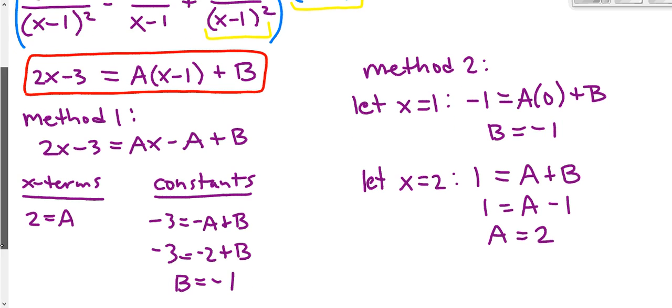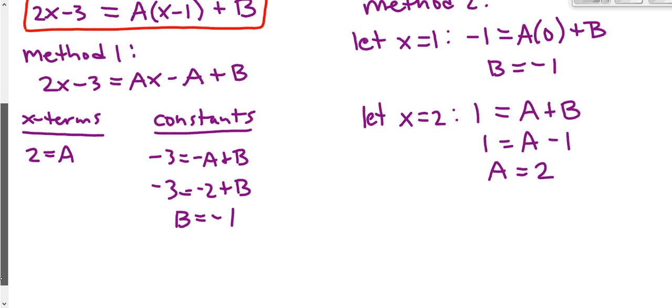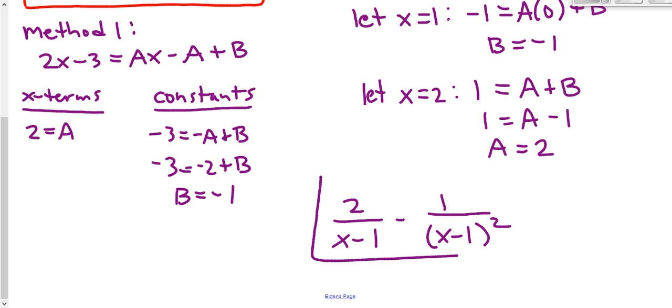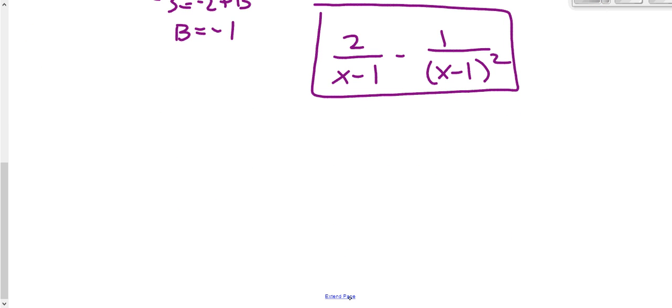Okay, so notice that we got a equals 2 and b equals negative 1, whichever method we used. So putting those into their fractions, we have 2 over x minus 1 minus 1 over the quantity x minus 1 quantity squared. What's that you say? You really feel disappointed when I don't check my answer, and you would really like to see me check this one?